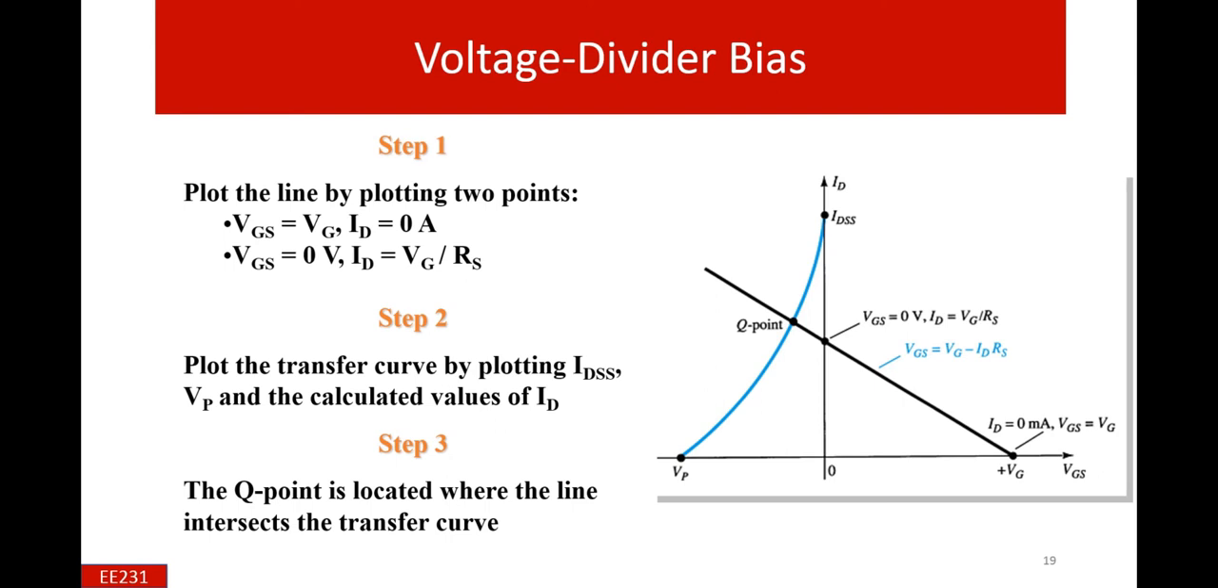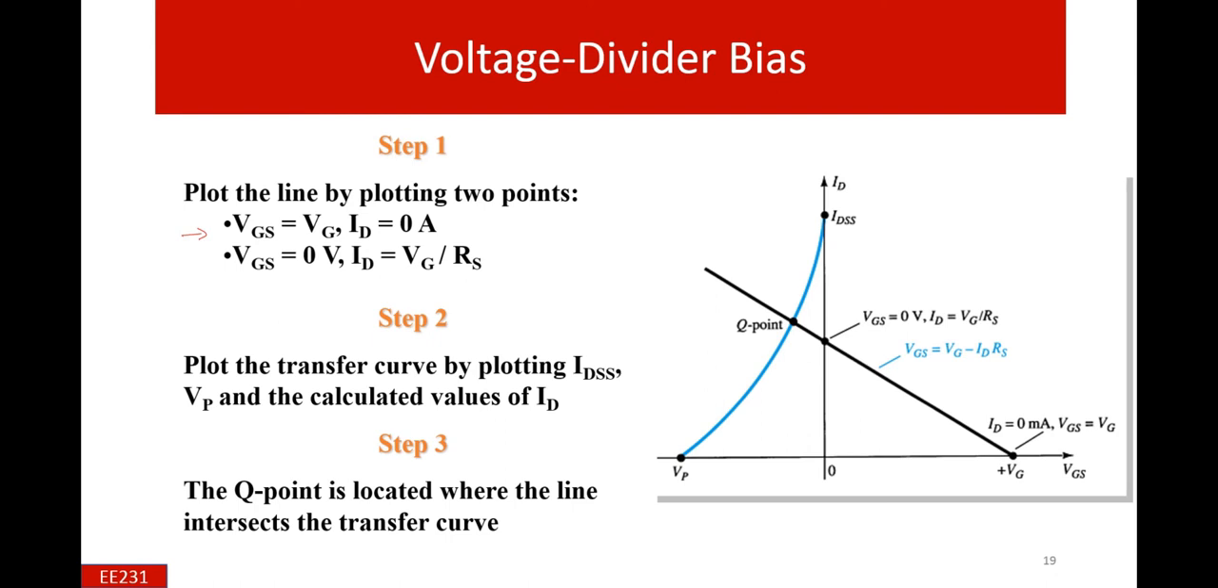First of all, we review that there are three steps. First, plot the line by plotting two points. For example, in this case this blue color represents the behavior of the JFET. In this case we are using the N channel, and this is the fundamental situation. When VGS is equal to VG, then the current is equal to 0, and similarly when VGS is equal to 0, then ID is equal to VG over RS. And the second relation we find here, there are two.